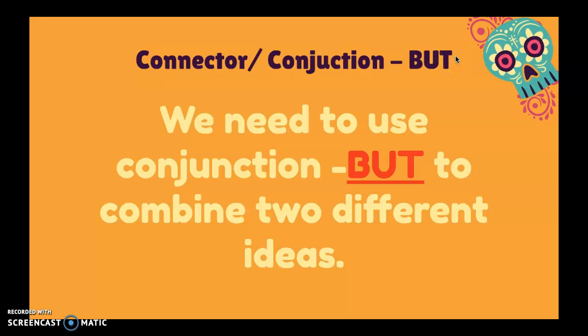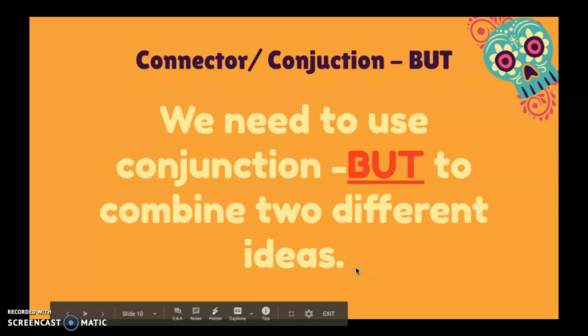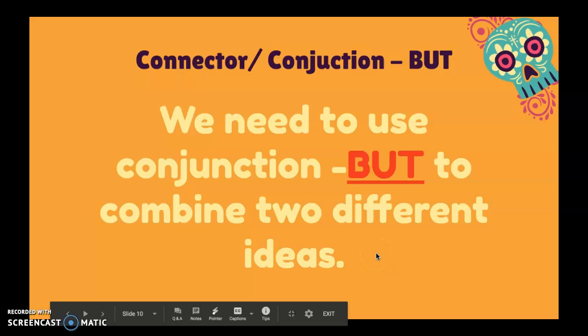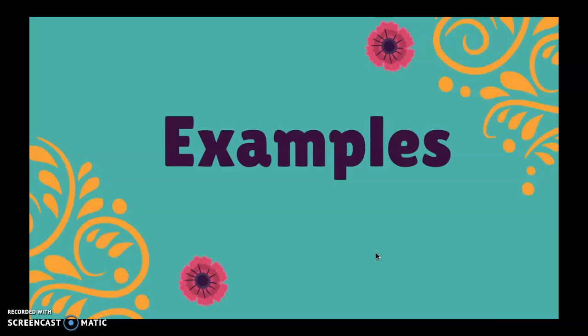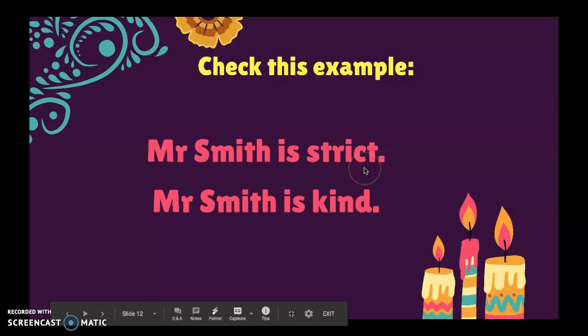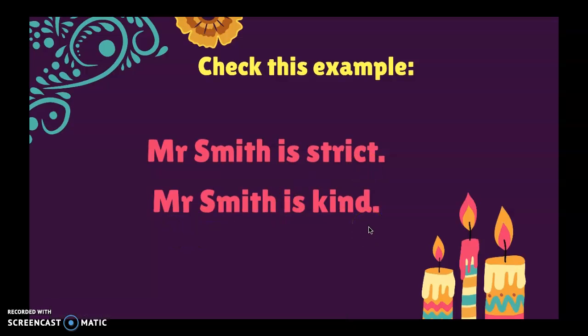Okay? Now let's proceed. The second connector that is often used as well is this, "but". Now, I'm going to read this and please bear in mind when are we going to use this connector. We need to use conjunction or connector "but" to combine two different ideas. So it's like the opposite of "and", right? So two different opposing ideas. Okay? Let's see how it works.